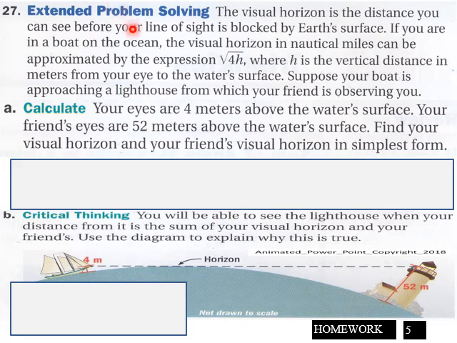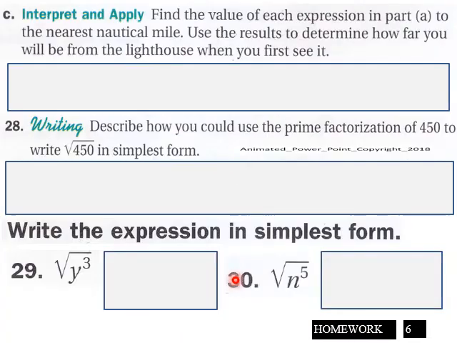Page 5, you have an extended word problem here about the horizon of the earth. 4 meters here, 52 meters over here. A, calculate this, students. B, critical thinking. Use the diagram to explain why this is true. So put B down here, your explanation for critical thinking on this problem. That's 10 points here for page 5.